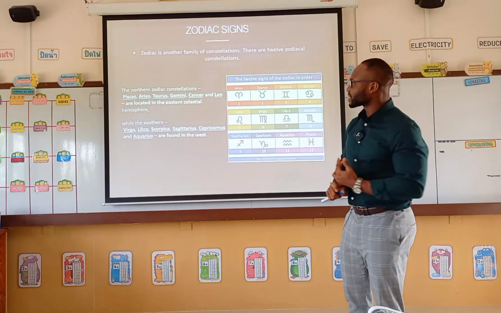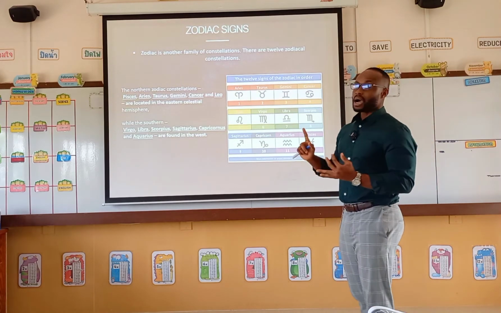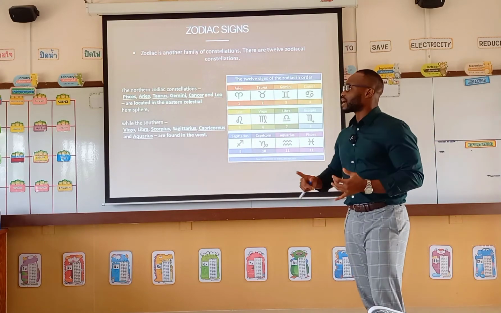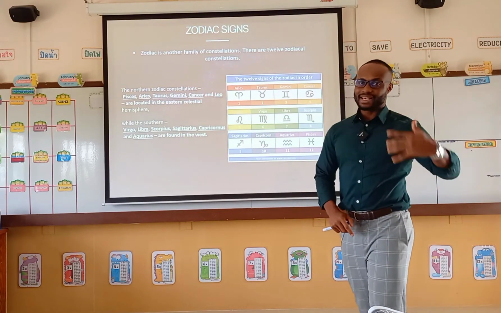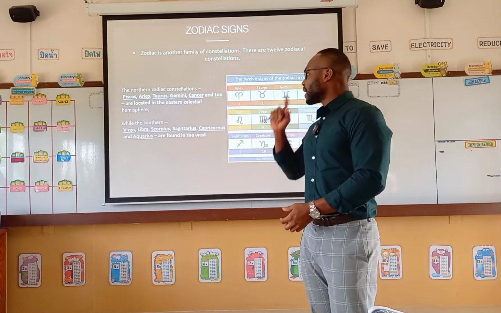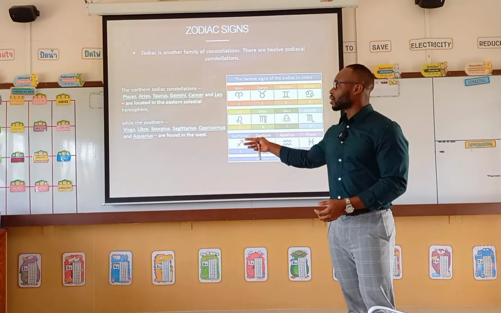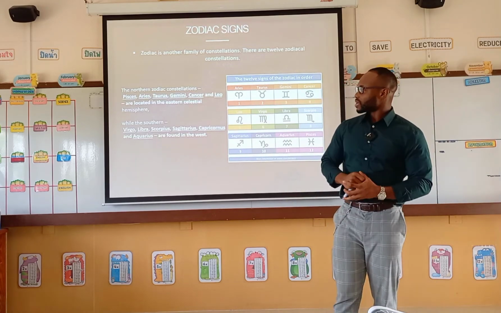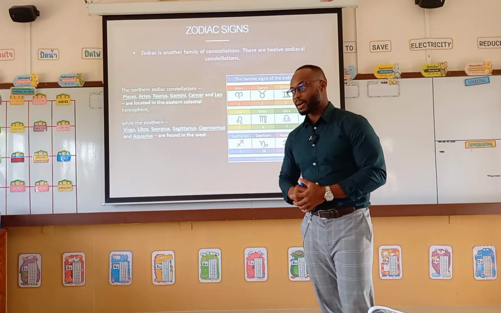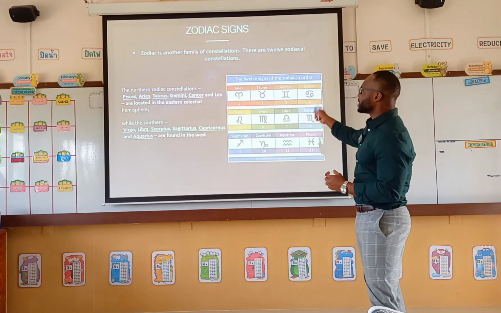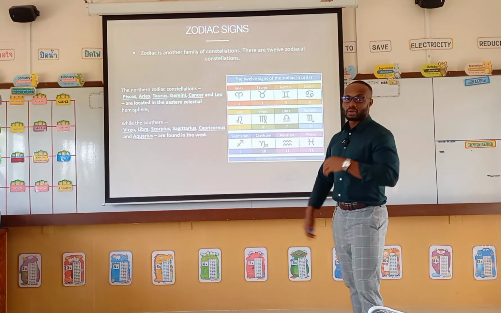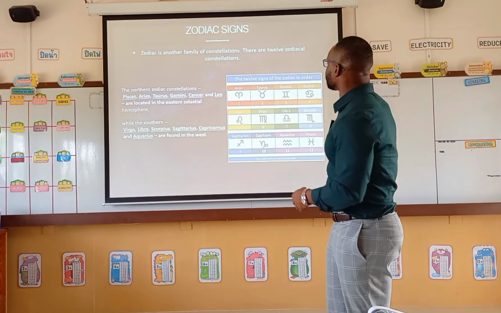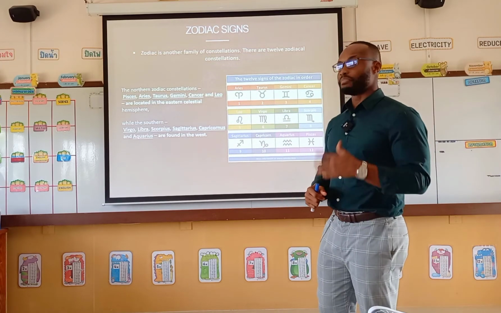The northern zodiac signs constellation are the Pisces, Aries, Taurus, Gemini, Cancer, and Leo. These are located in the eastern celestial hemisphere. And we have the Southern, which is the Virgo, Libra, Scorpios, Sagittarius, Capricorns, and Aquarius, found in the west. Okay, so next time, just find out what month you're born in and check which zodiac sign belongs to you.